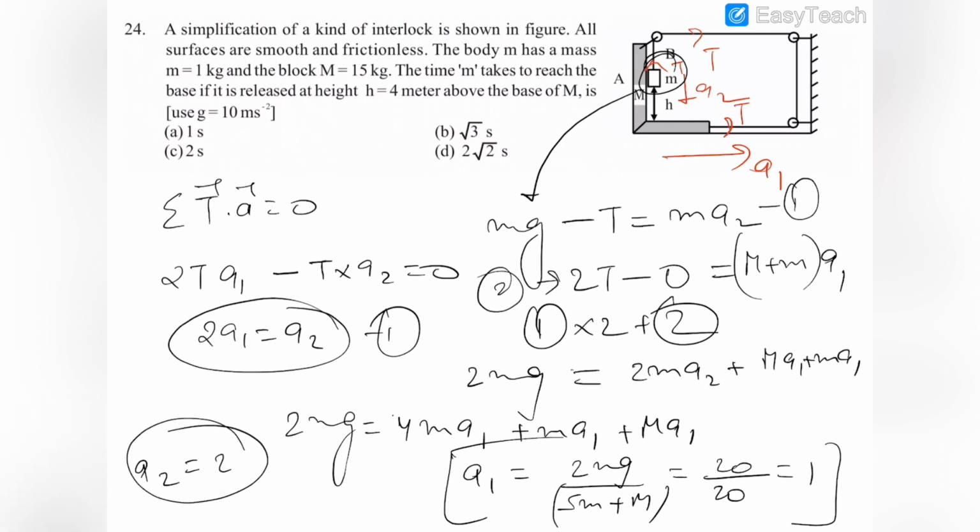Now we need to find out what time this block will take to hit the base by moving a distance of 4 meters. So we can say that S is equal to ut plus half a t square. S is 4 and that is equal to u, which is 0, plus half a, which is 2, into t square. So t will be 2 seconds. So the correct answer will be option number C. Now we move on to the next question.